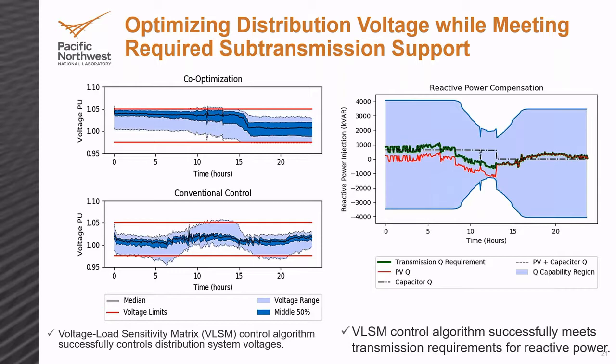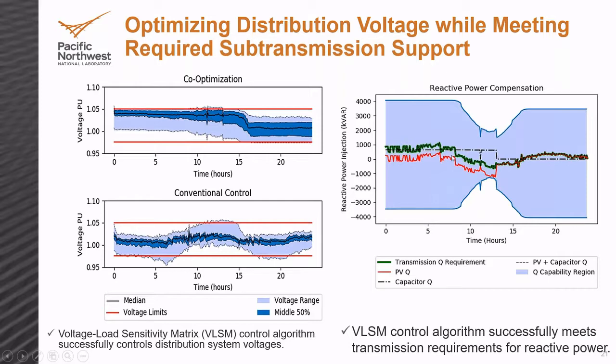if you just let the PV operate at unity power factor, versus the graph on the upper left side, where the distribution is able to achieve two goals. It makes sure that it's able to support transmission by their request, and meanwhile it makes sure that we are within the boundary of the distribution voltage limits. We are not violating any limits on the distribution side.